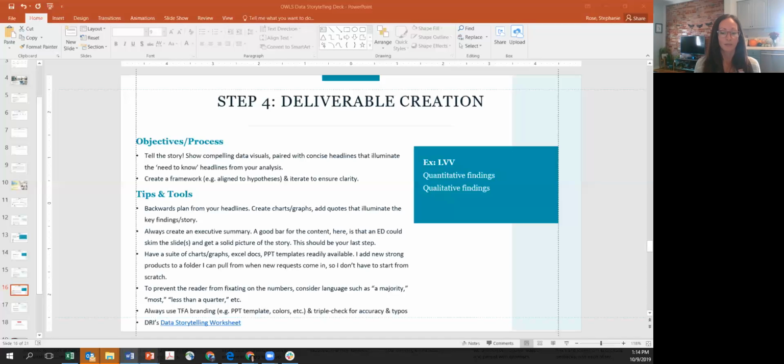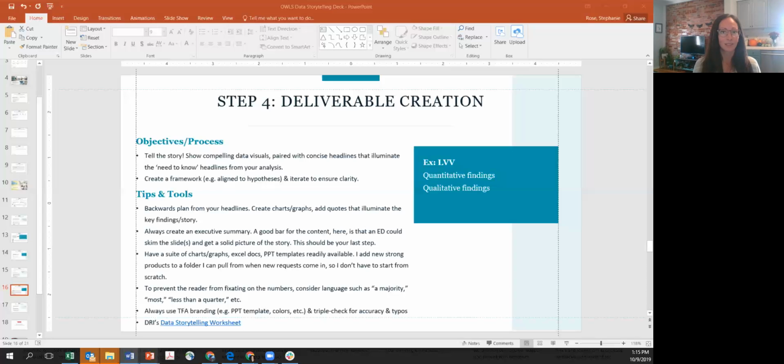Also, a couple other things about just your audience. For people who don't work with data on a daily basis, you can get bogged down or fixated on the actual numbers themselves at times. So if you know that that's the case with the audience you're presenting to, you might want to use language such as a majority or most or less than a quarter instead of 33.32%, because then they might be fixated on, well, how do we get it to 34%, versus the actual takeaway of the data itself.